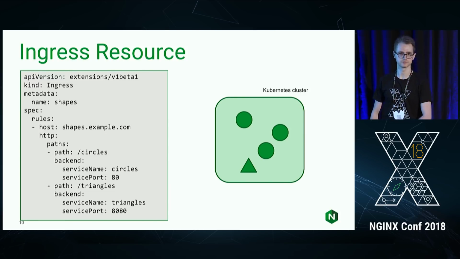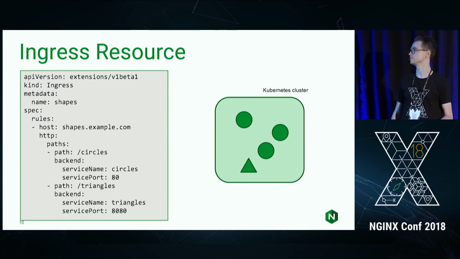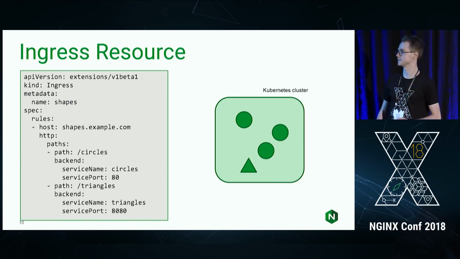And there is an answer. Kubernetes comes with the built-in Ingress resource. This resource gives you a way to configure a layer 7 proxy for your applications on Kubernetes. So here we have a very simple example.